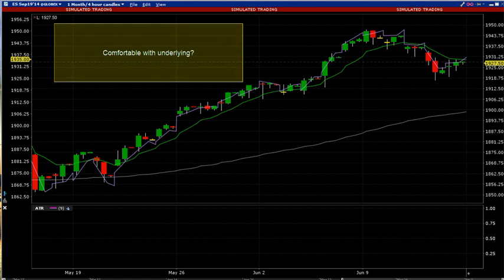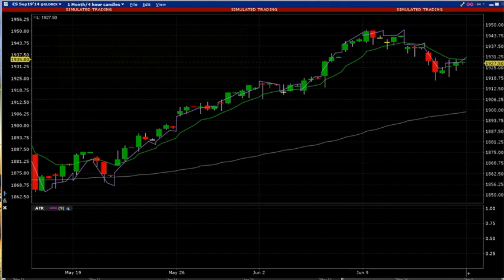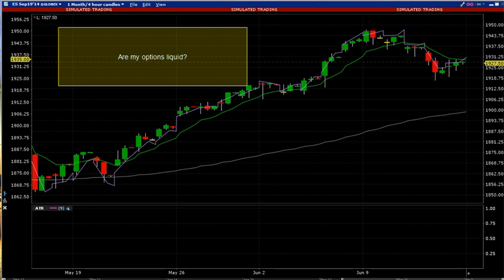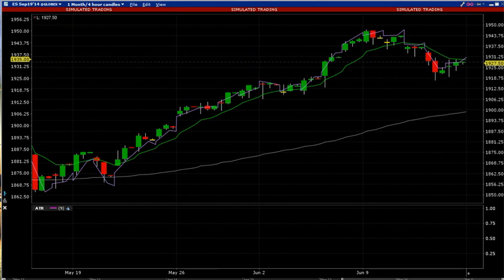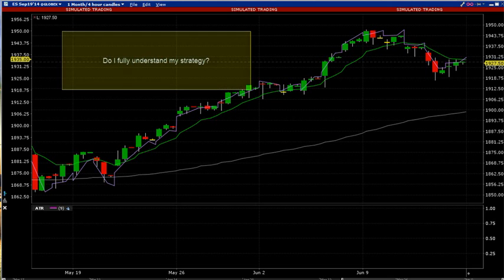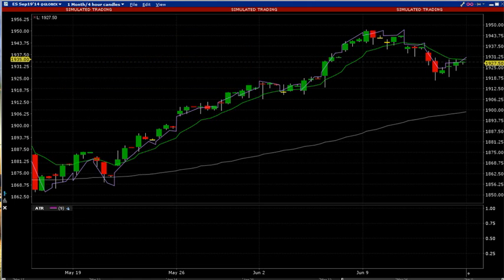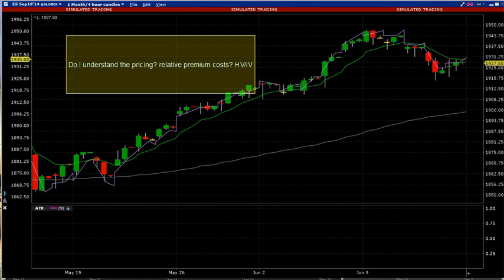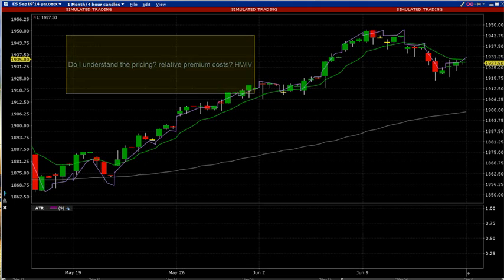That's the first point. My second point would be, looking at the options that I want to trade, are they liquid? Can I get out easily? That's reflected in the bid ask, which I'll talk about a little bit later, and the open interest. Third point, do I fully understand the strategy I'm applying? Do I understand the Greeks, particularly the Delta and the Vega, and my risk associated? Do I understand relative premium costs? What am I paying to put on this trade? How much is it costing me? Do I understand those elements? Do I understand the historical and implied volatility well enough to see whether I'm paying a fair price for these options?